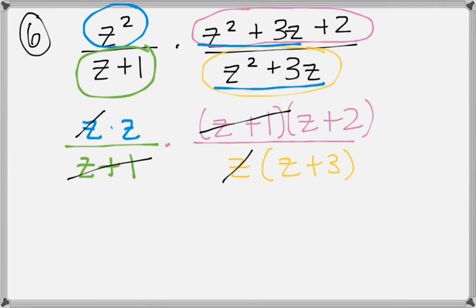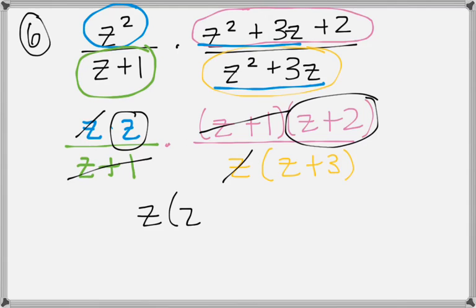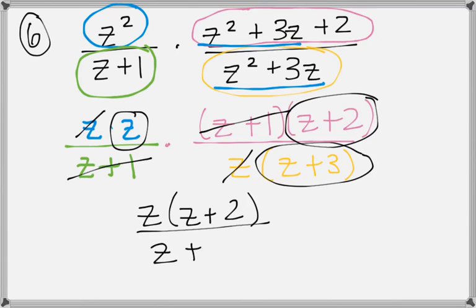Great question. All right, so the leftovers that we have for the whole thing are the z from right here and the z plus 2 from right here. And from the denominator, we still have the z plus 3. So we've got z times z plus 2 divided by z plus 3.